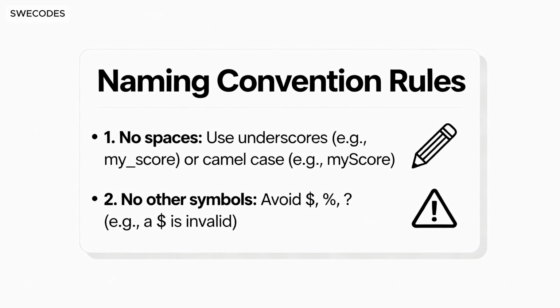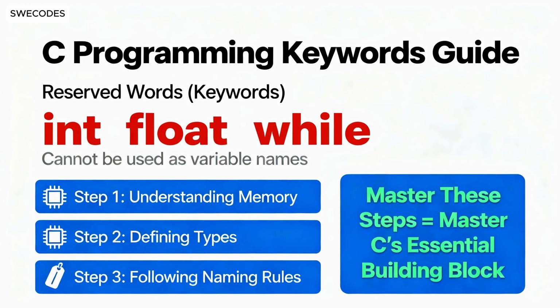Third, no other symbols. Forget dollar signs, percent signs, or question marks. $1 is invalid. Finally, there's a short list of words that C reserves for its own syntax. These are called keywords or reserved words. You cannot name a variable int or float or while. These words are the very tools C uses to understand your logic. Trying to use them as a name will confuse the compiler completely. You can easily find a full list of these keywords online.